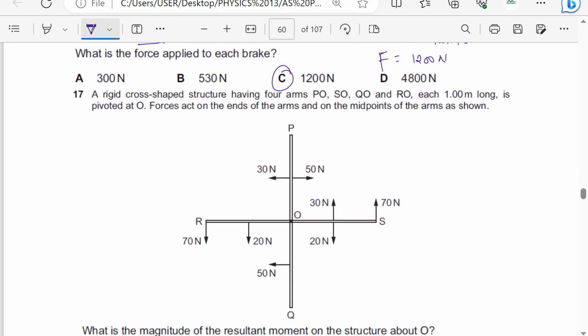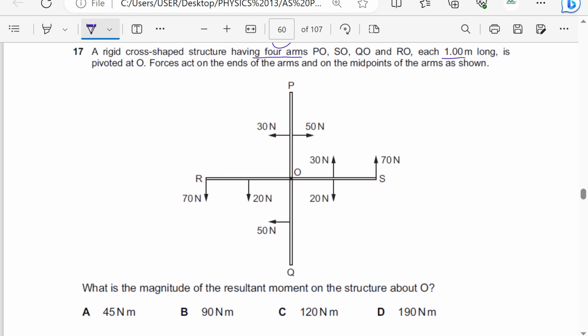Let this be the last on this episode. A rigid cross-shaped structure having 4 arms, POSO, QO, and RO, each 1 meter long, is pivoted at O. Forces act on the ends of the arms and on the midpoints of the arms as shown. What is the magnitude of the resultant moment on the structure about O?